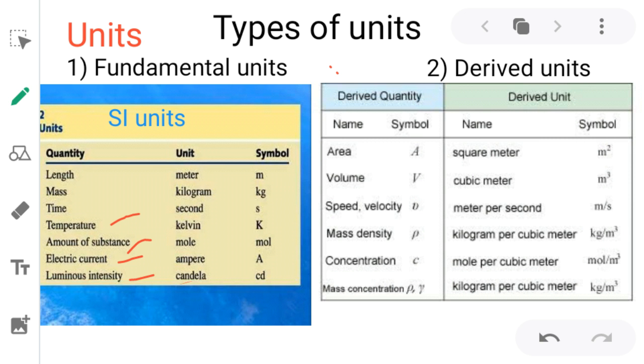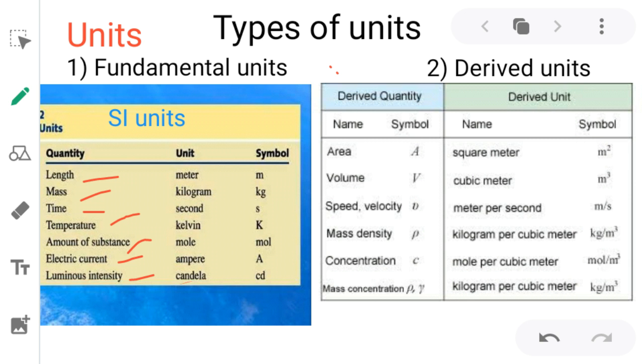As we know, length is the first fundamental quantity, mass is the second one and time is the third one. So you can take these quantities as fundamental. There are 7 fundamental quantities in the SI system, and there are 7 fundamental units also, the units of the fundamental quantities.